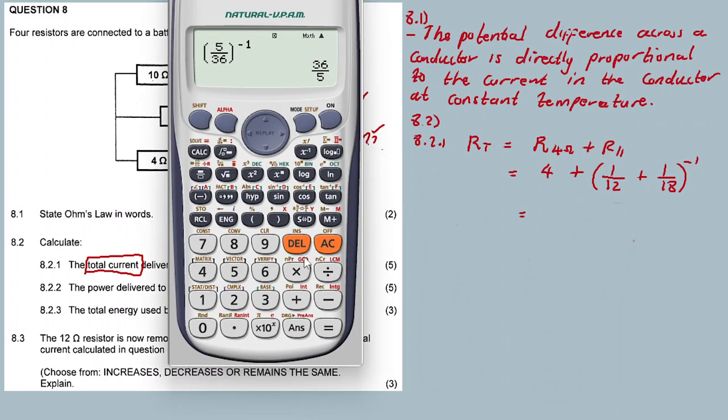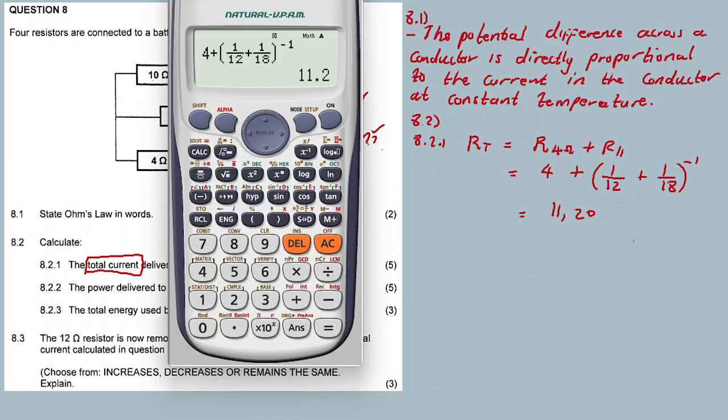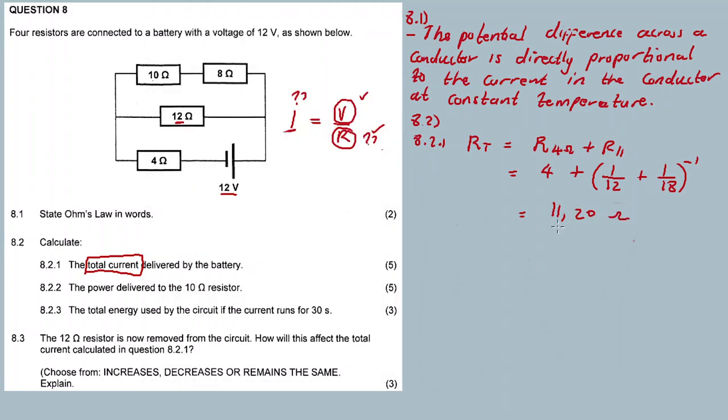So here you punch it all into the calculator: 1 over 12 plus 1 over 18, raised to exponent minus 1. Maybe you are asking yourself whether you will be penalized for this. No, of course not. So this is the total resistance.